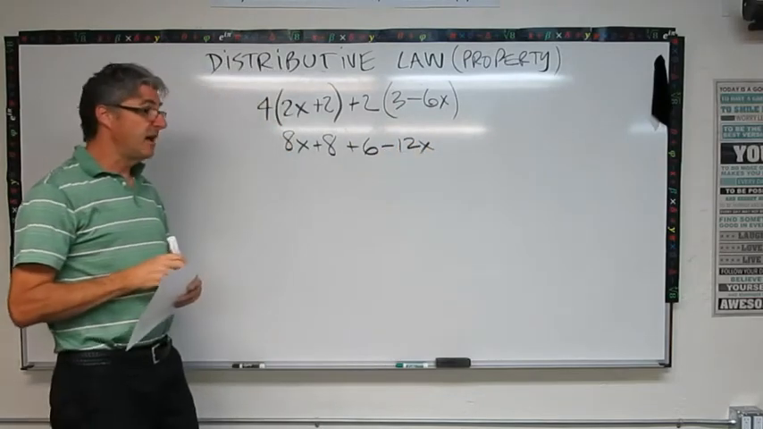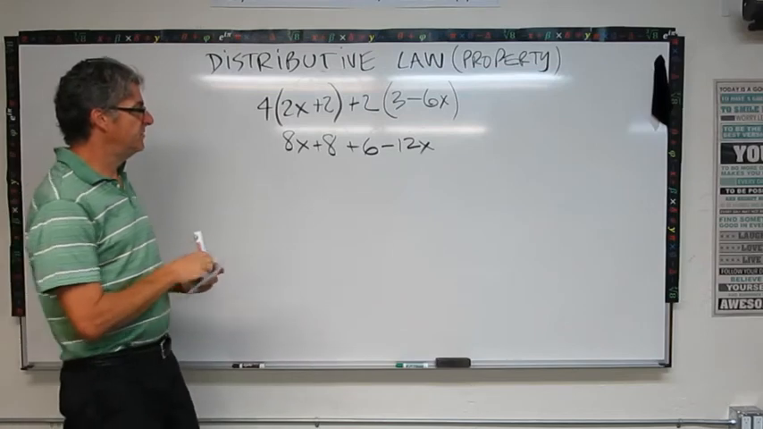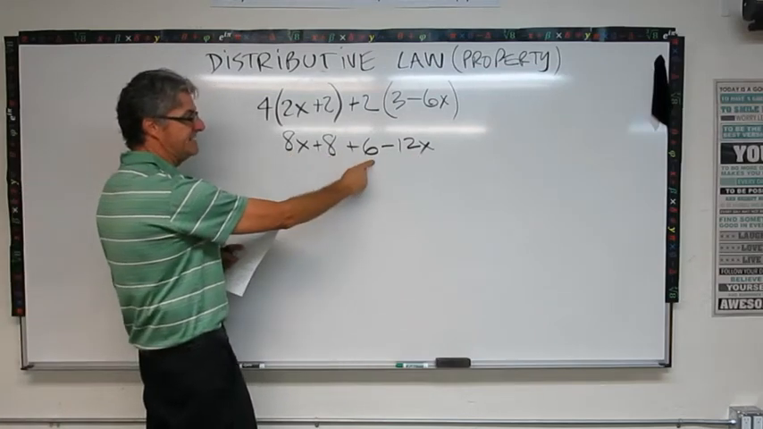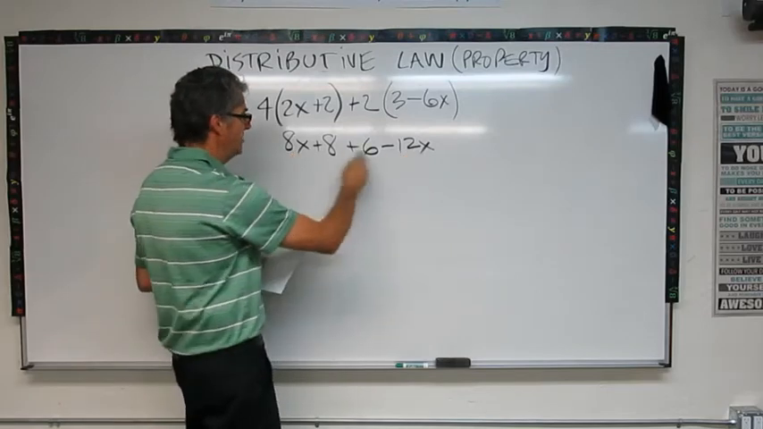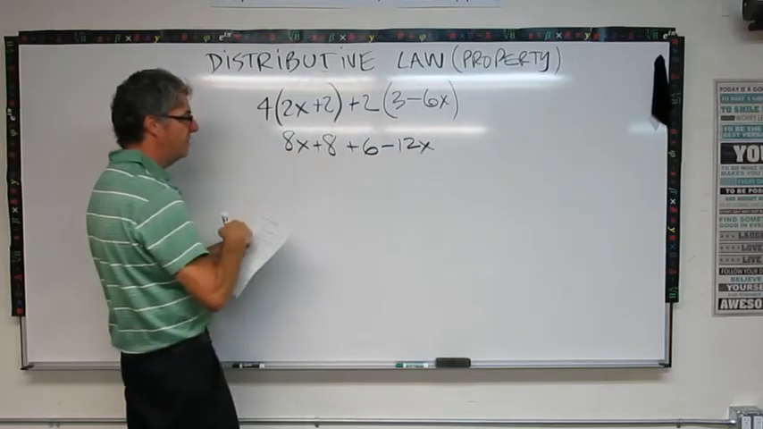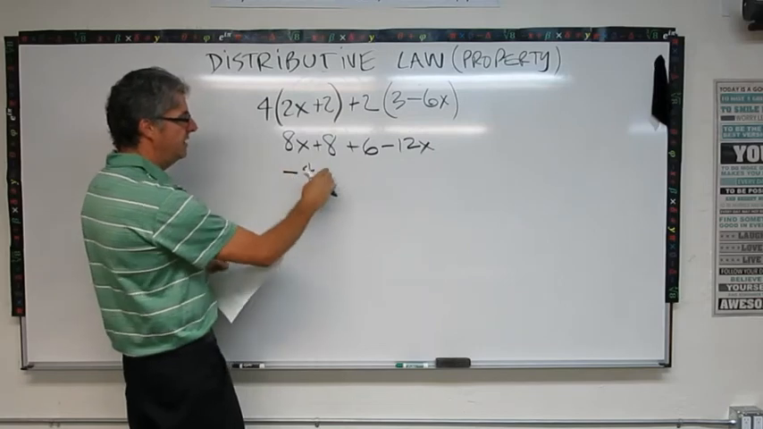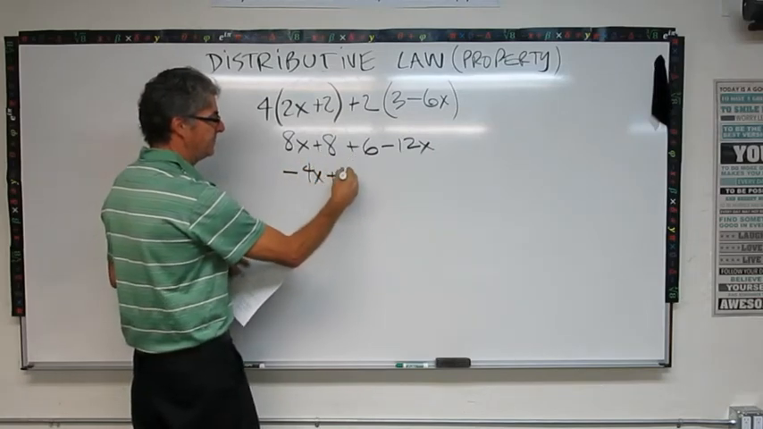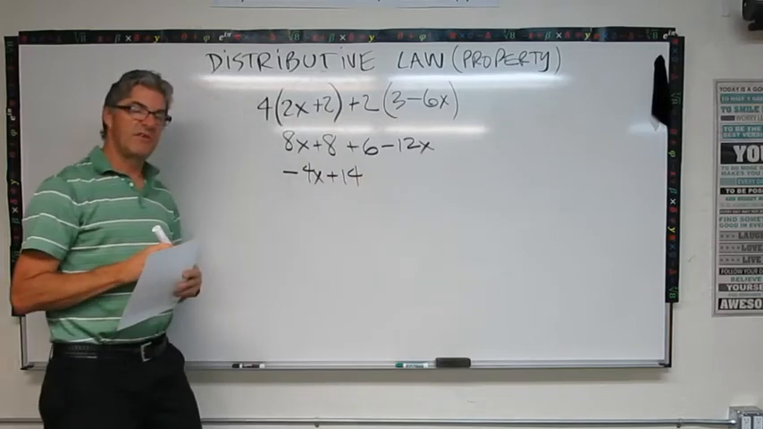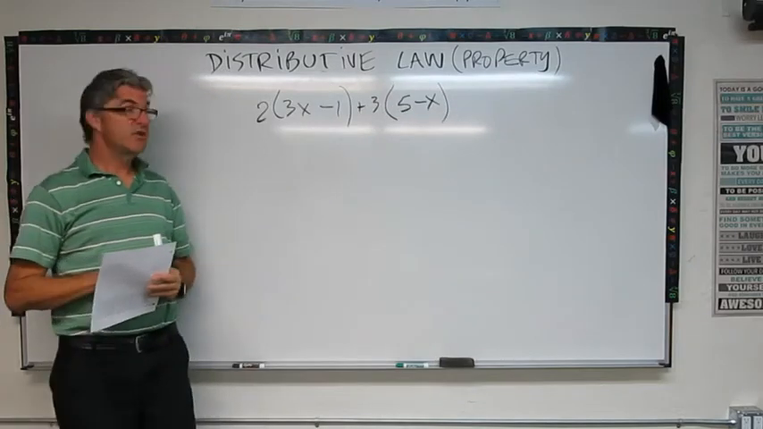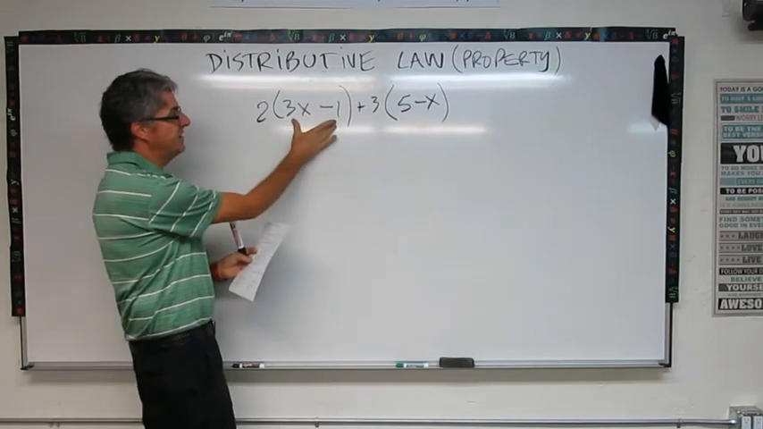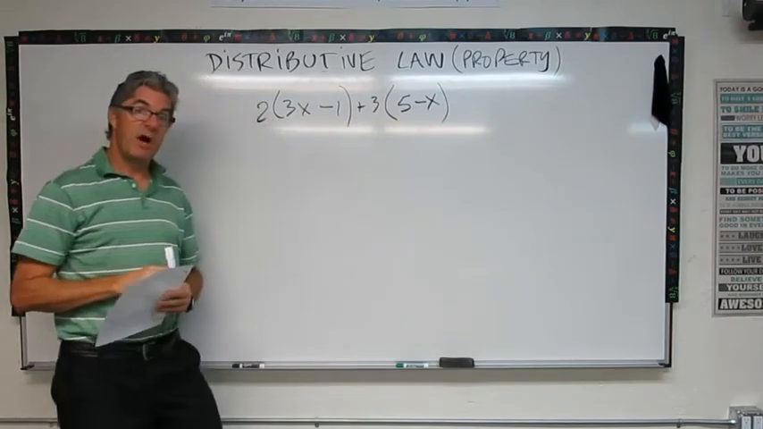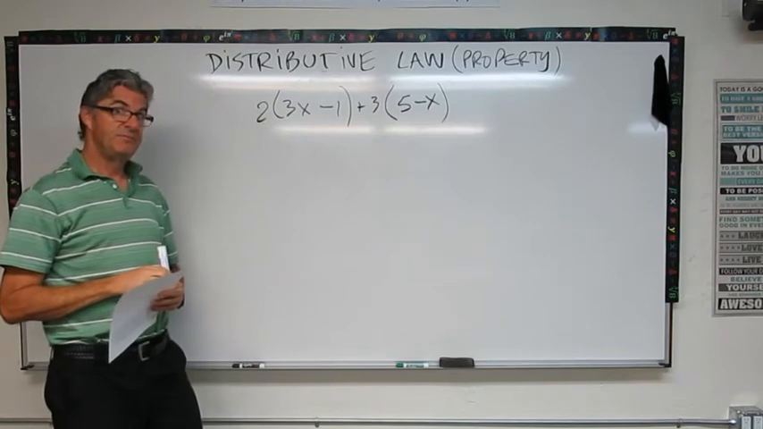So I'm not done yet because I have some like terms. I have a positive 8x and a minus 12x, and I have an 8 and a 6. So let's do our x terms first. Plus 8 and minus 12 leaves me with minus 4x, and then 8 and 6 are 14. So that's the solution for that one. Okay, I'd like you to try this one. We have 2 times (3x minus 1) plus 3 times (5 minus x). Go ahead and pause the video, see what you can do.